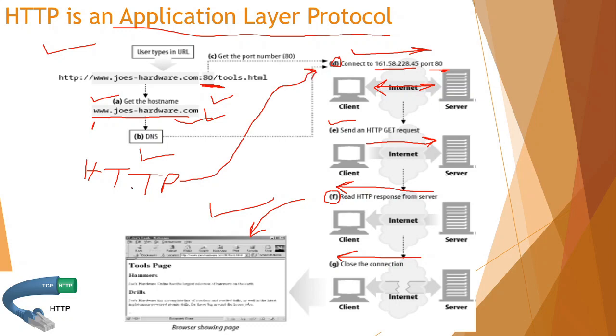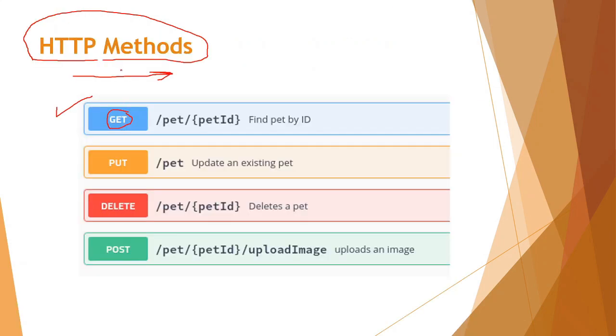I hope you understand. There are some different HTTP methods. When the client sends a request to a web server, it will perform certain actions like GET, POST, DELETE. These are the actions that the client performs from the browser side. So let's discuss what GET is and what PUT is.